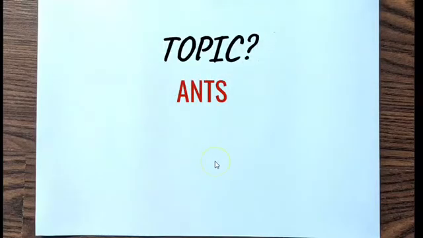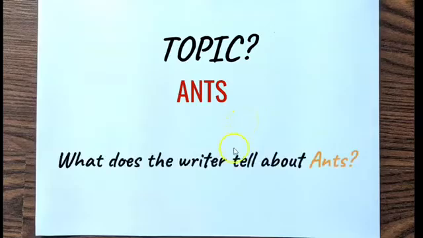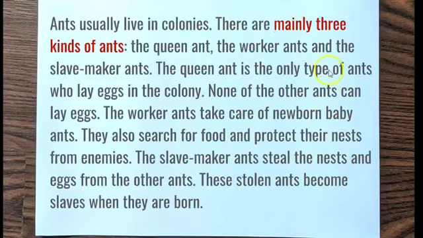Now we can tell that everything in this passage is about ants. So what does the writer say about ants? Let us take a look. He tells that there are mainly three kinds of ants, and then he tells that the queen ant is the one which lays eggs. Then he tells that the worker ants are the ones which take care of the newborn baby ants. And then he tells that the slave maker ants steal the nests and eggs of other ants.